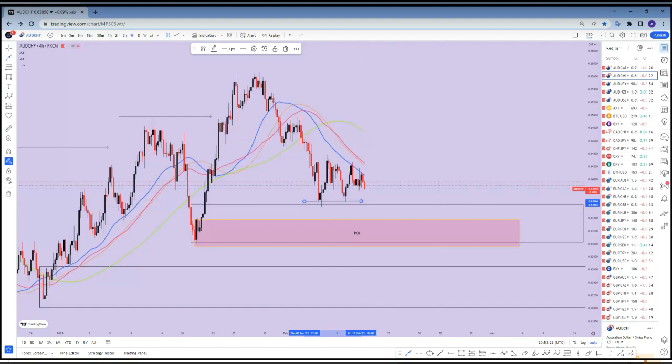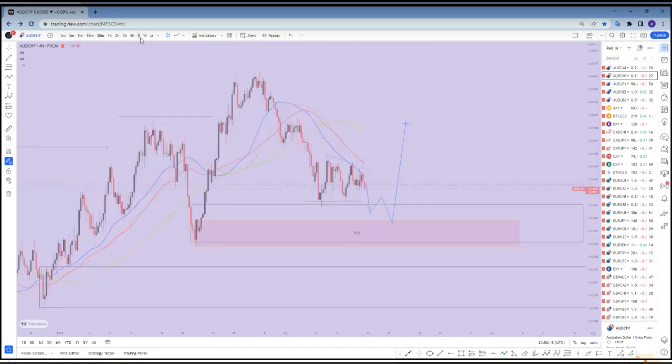And there's also this accumulation going on. So we could get to see price pump, then shoot. So personally, I think that's my trade of the week.